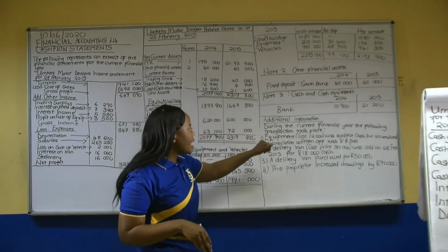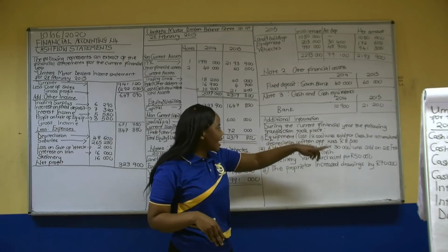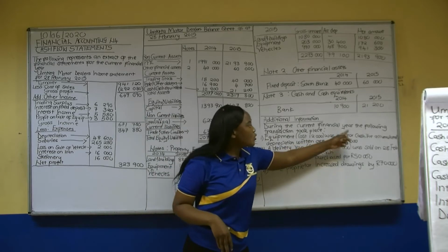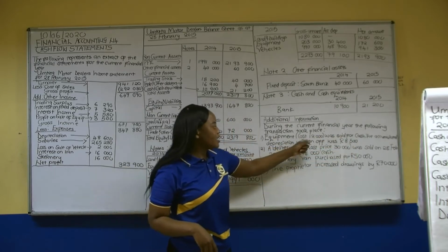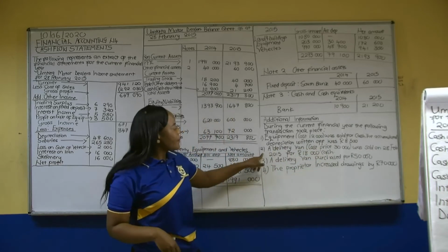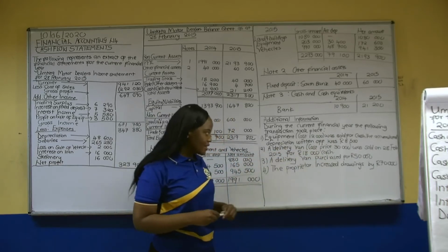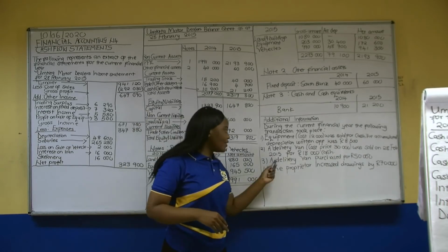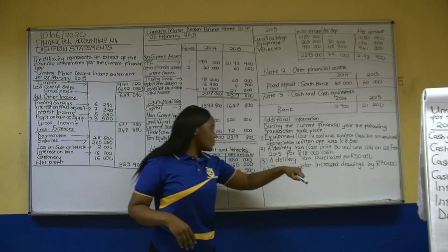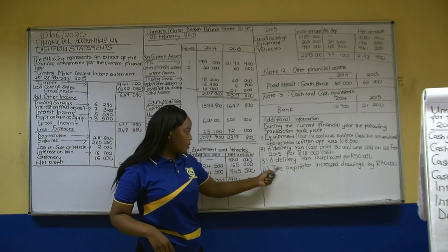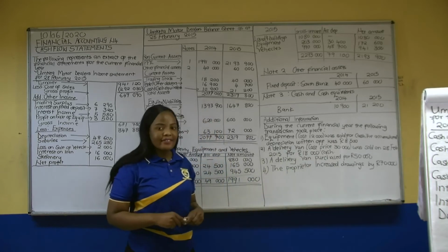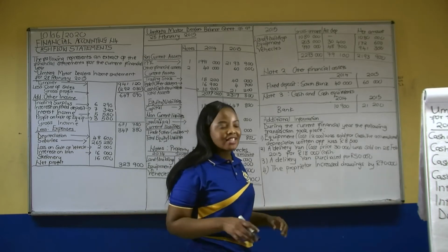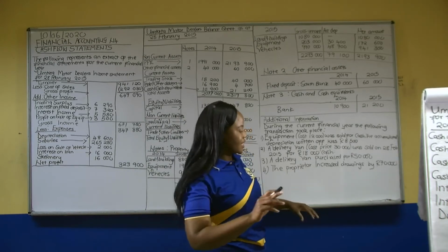Additional information, it reads: during the current financial year, the following transactions took place. One, equipment cost 12,000 was sold for cash. The accumulated depreciation written off was 8,500. Number two, a delivery van cost price 30,000 was sold on 28 February 2015 for 18,000 cash. Number three, a delivery van was purchased for 50,000. Point number four, the proprietor increased drawings by 70,000. Okay, I'll use this small board of mine to do my calculations and the preparation of the cash flow statement.